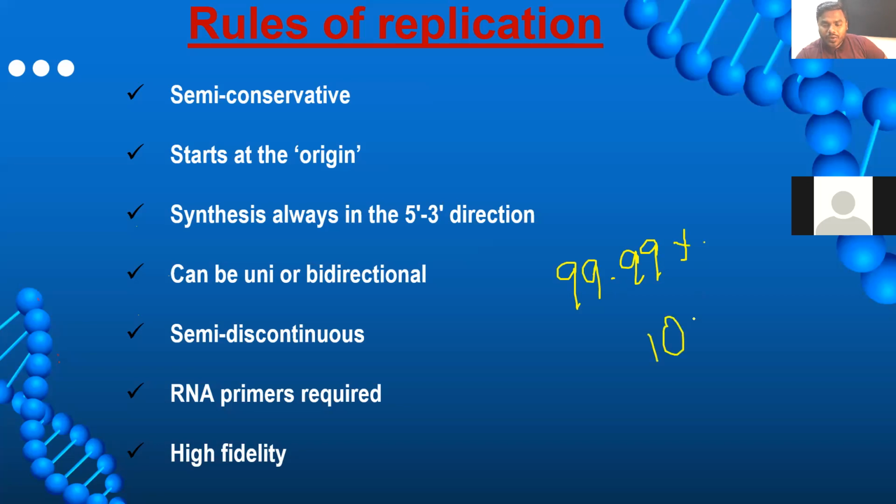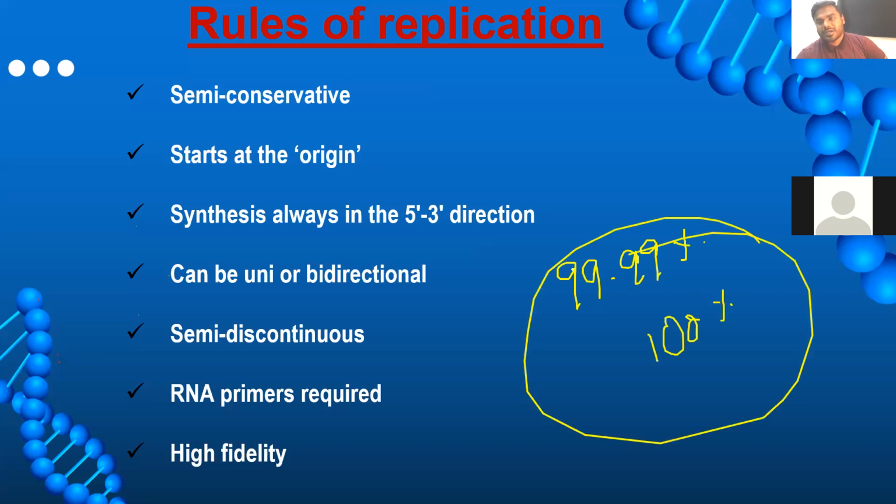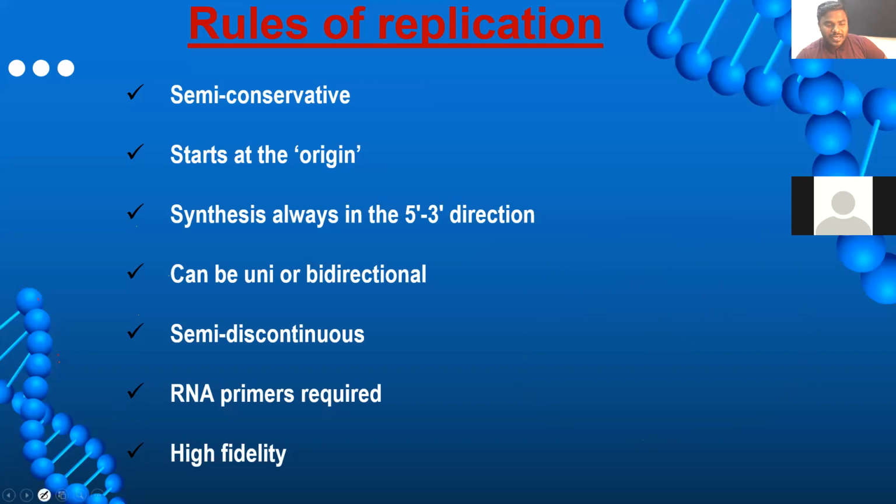The accuracy should not be 99.99%. The accuracy should always be 100%, because even if 0.1% of mistake is present, if the same mistake passes to the next generation, it becomes permanent, causes cancer. That's why DNA replication should be 100% accurate, not 99.99%. Now the first one, the semi-conservative model. We will discuss it elaborately.